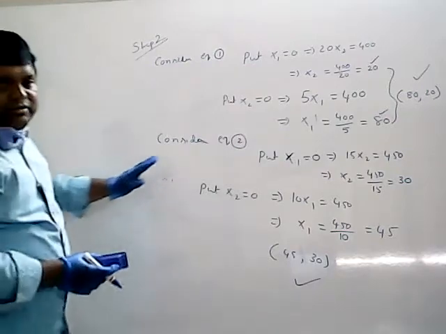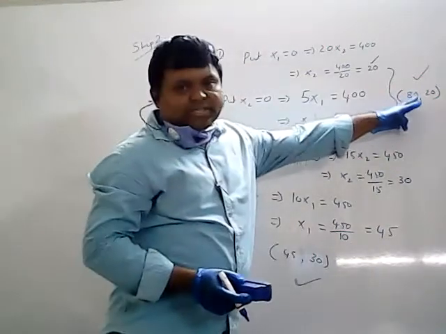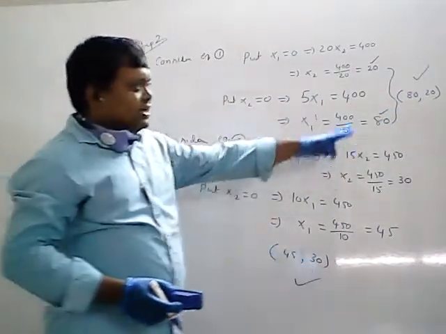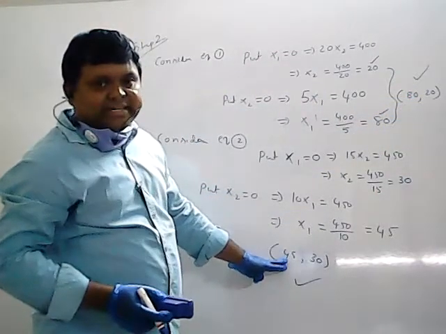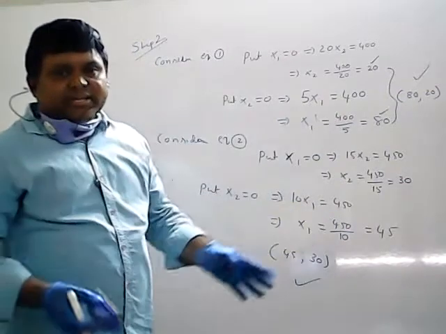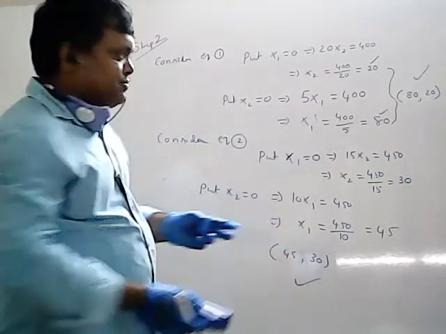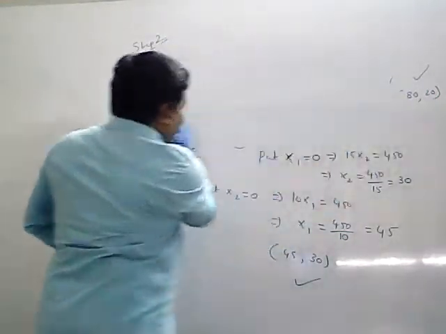Okay. So now I will draw the graph. 80, 20 is the first point, and 45, 30 is the second point. Now what is the highest value in x1? x1 is 80, 45. The highest value is 80. x2 is 20, 30. The highest value is 30. So you can consider the scale as 80, 80 like that. Directly we consider, and you can draw the graph. These are the points required.